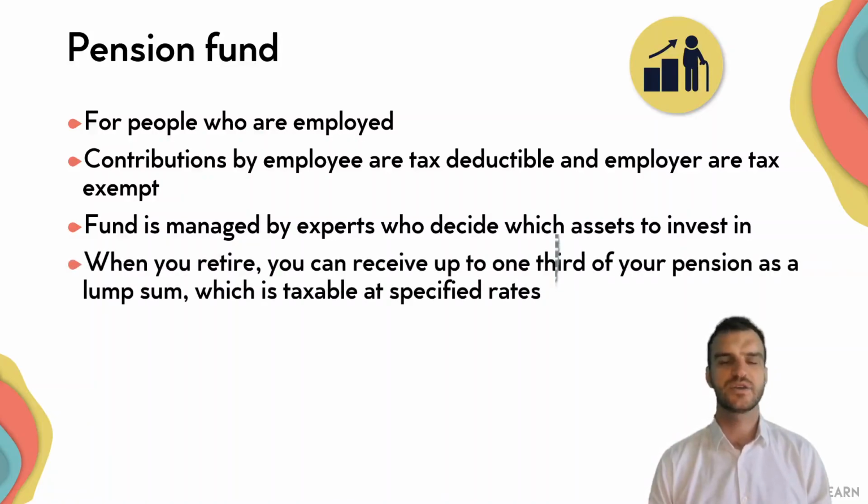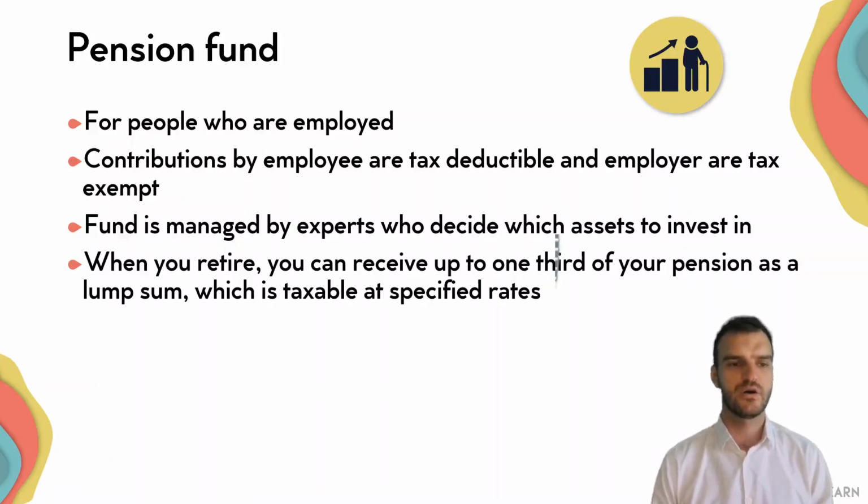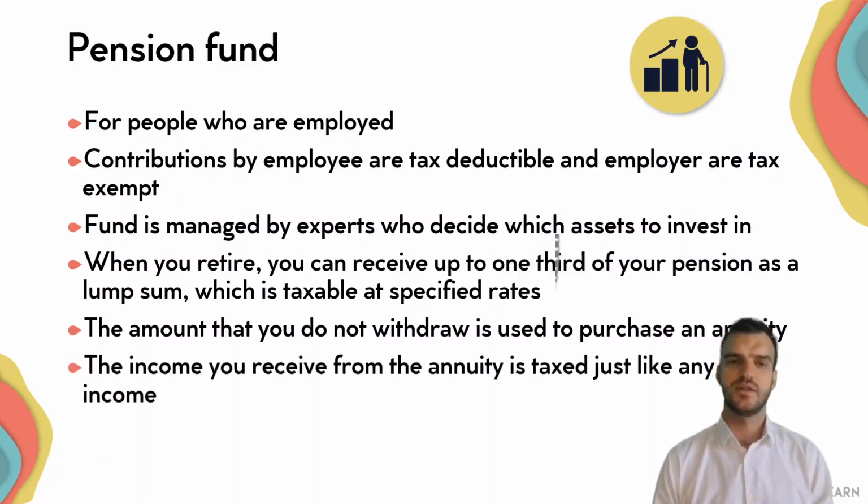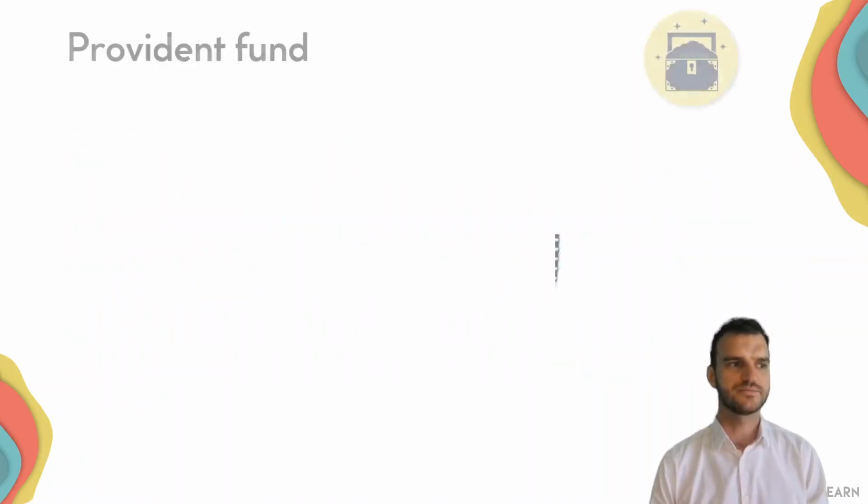When you retire, you can receive up to 1/3 of your pension as a cash lump sum, which is taxable at specified rates, and then the balance, which you do not withdraw, is used to purchase an annuity, and then that annuity will pay you a monthly income during your retirement years. The income that you receive from the annuity is taxed just like any other income, because it is a specific inclusion. It gets included in your taxable income, and it's subject to normal income tax.